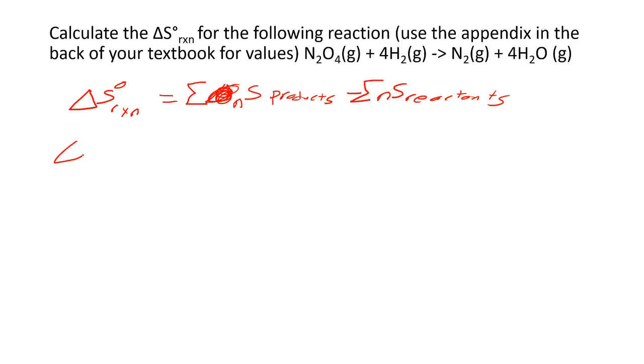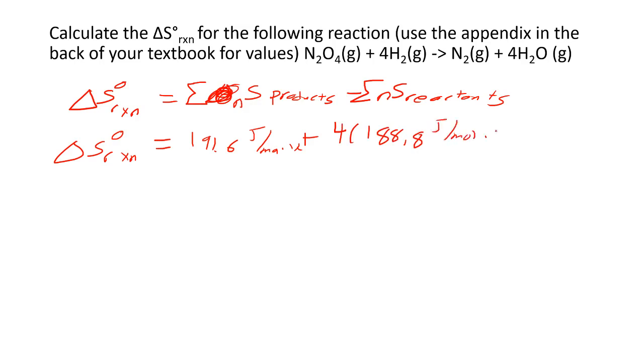So, okay, that means that for this problem, the delta S, our standard molar entropy, is going to be, we have one nitrogen, so that's going to be 191.6 joules per mole Kelvin. And then we're going to add the value for our waters, which we have 4 of, and each water has a value of 188.8 joules per mole Kelvin. Make sure to check that you're working with the right phase. This is a gas, not a liquid, so grab the value for gas.